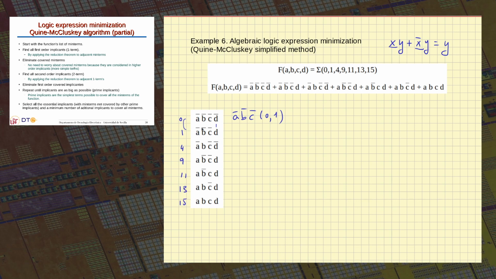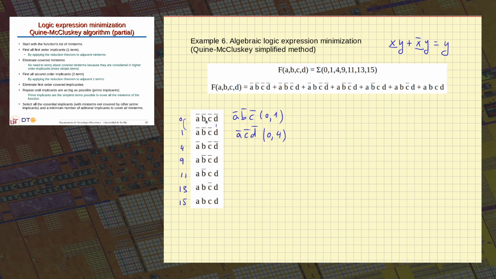Okay, so now we compare minterm 0 to minterm 4. We see that again there's only one literal that changes, B complemented and B here. So I can apply the reduction theorem again, and I can add these two minterms and get A complemented, C complemented, D complemented. Okay, this is the addition of minterm 0 and minterm 4.